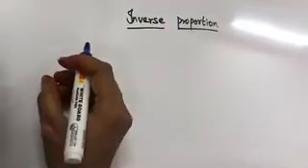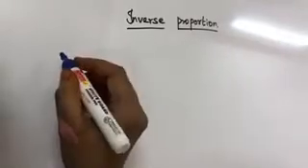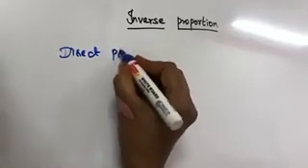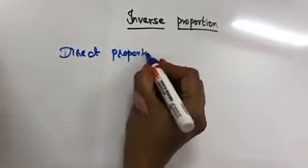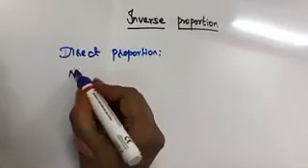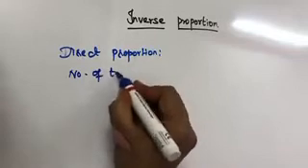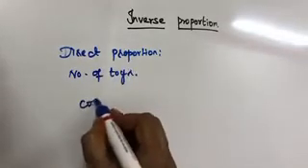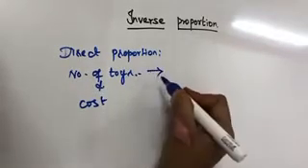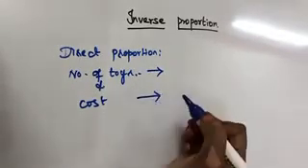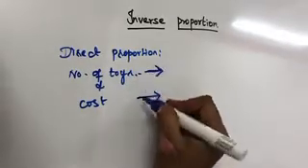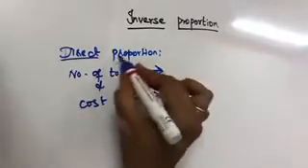Inverse proportion. For example, we learnt about direct proportion, right? Direct proportion means we have two variables, x and y, such as number of toys and its cost. If the number of toys increases, then the cost will also increase. If both the variables are increasing in the same direction, we call it direct proportion.